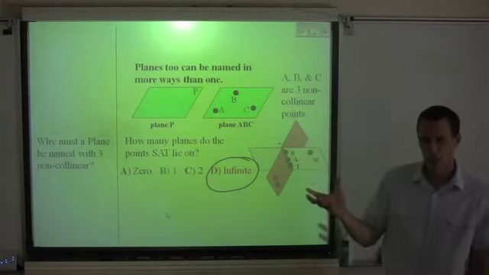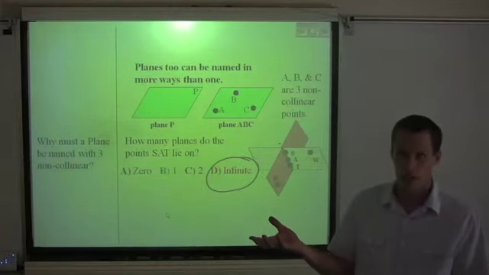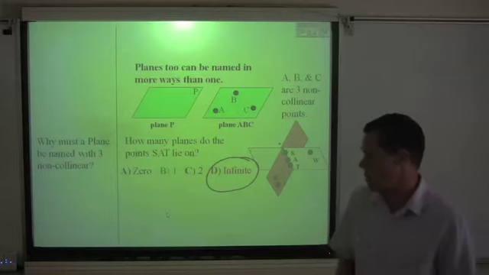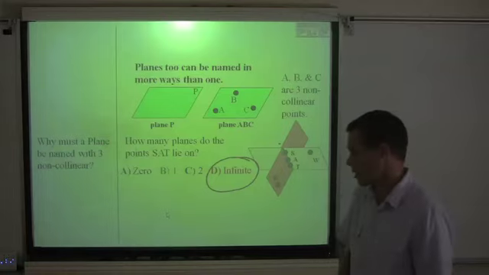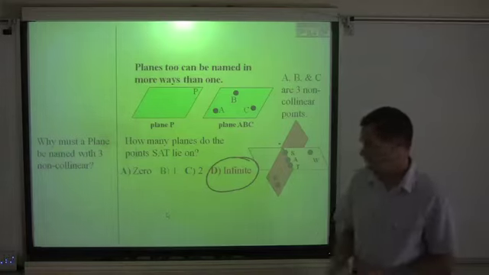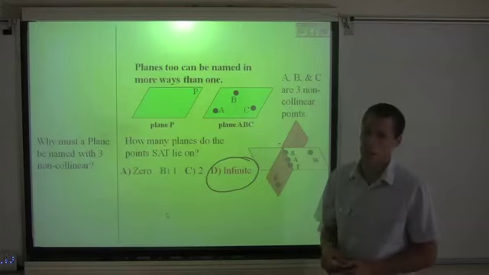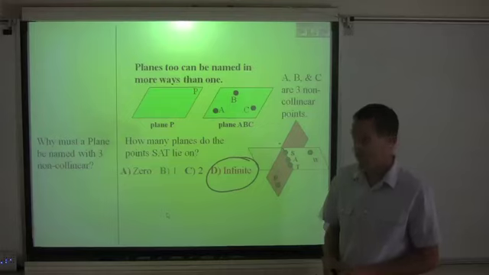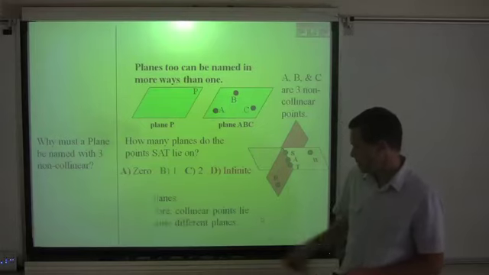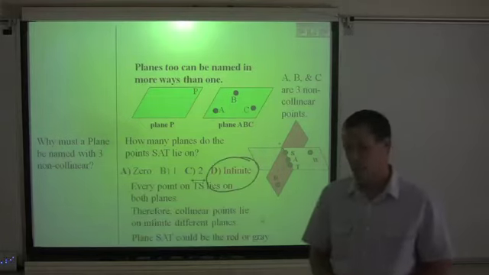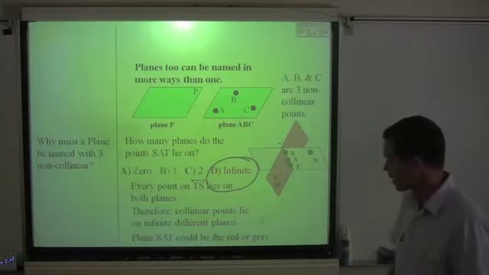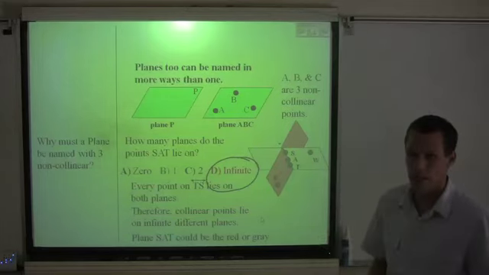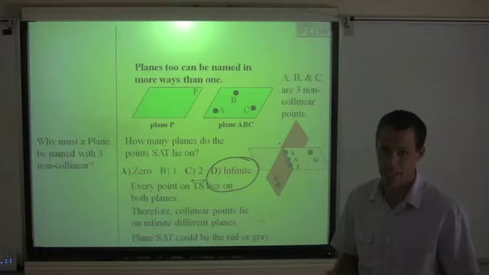So, a question that you need to think about for our upcoming test is the explanation. Why must a plane be named with 3 non-collinear points? And this is because 3 collinear points would lie on infinite planes and no one would know what you're talking about. Every point on line TS is on both planes. Therefore, collinear points do not define a plane.